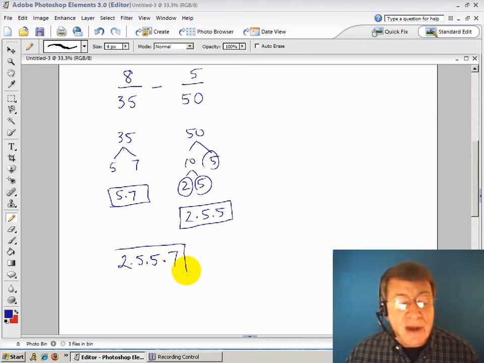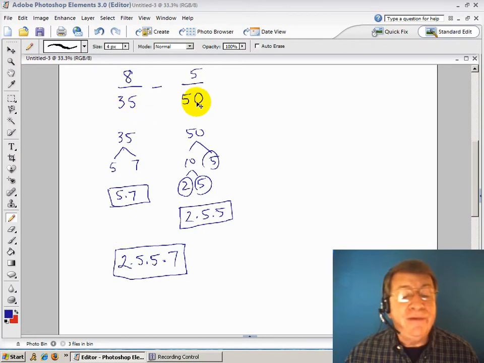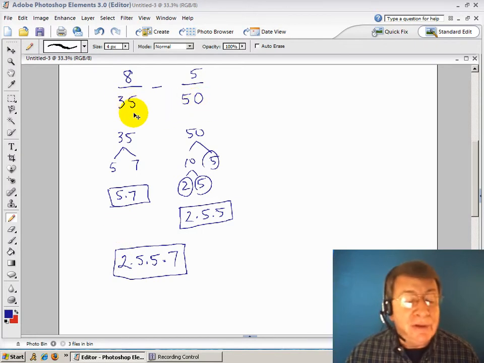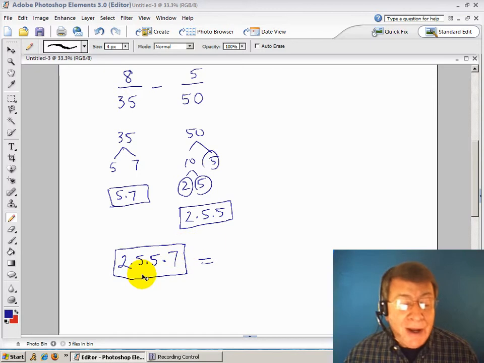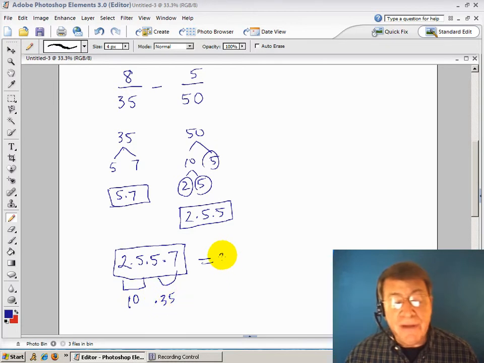This is the common denominator of 35 and 50. It's the least common multiple in some books that will serve as the common denominator. Now, if I had to multiply these together, what I would do, I think, would be to multiply 2 times 5 and get 10, and 5 times 7 and get 35, and 10 times 35 is 350.